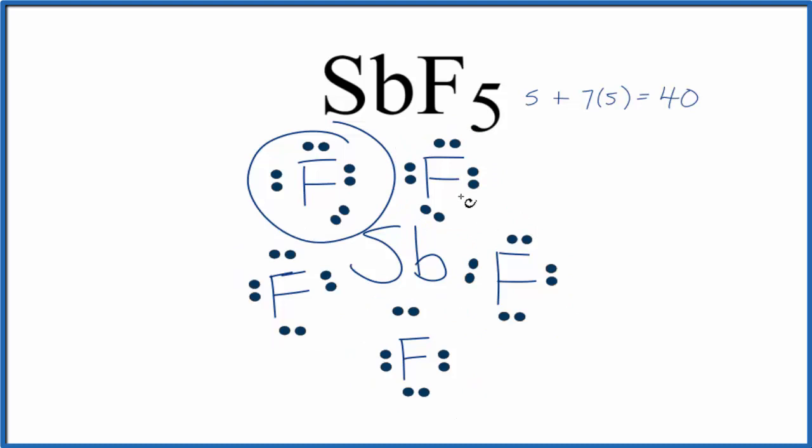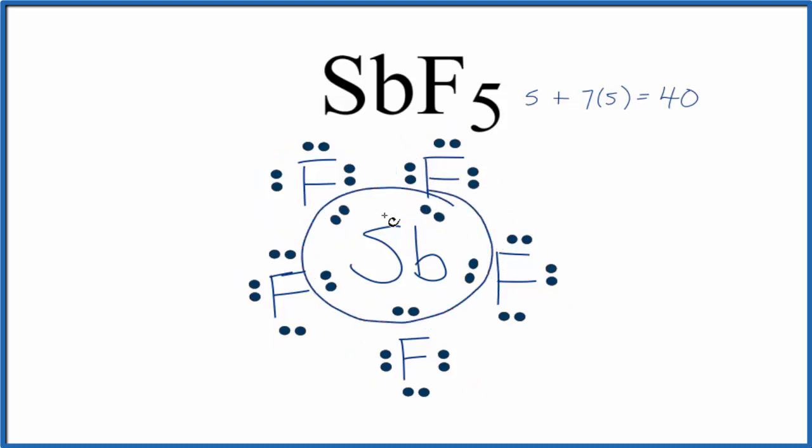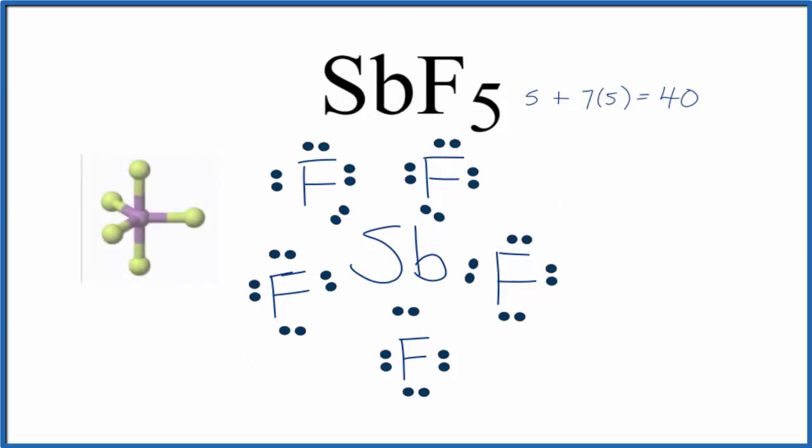If we look at the central Sb, the central antimony, it has 10 valence electrons, but that's okay. It can have an expanded octet. We've used all 40 valence electrons, so this is the Lewis structure for SbF5. If we look at the molecular geometry, we have a trigonal bipyramidal molecular geometry for SbF5.